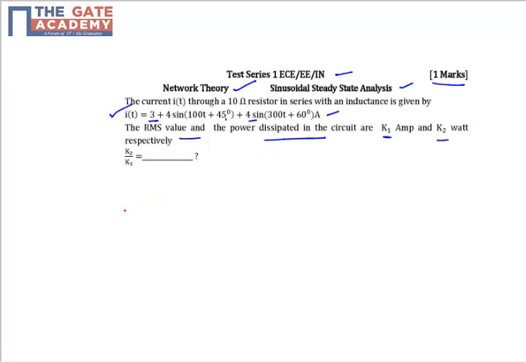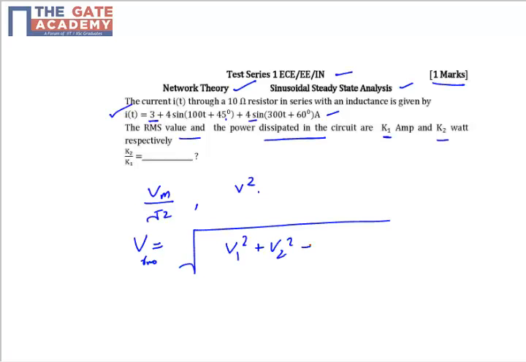Okay, so the RMS value of a sinusoidal signal is Vm by root 2. RMS value of the DC signal is its magnitude. But what if you have more than one signal in the circuit? Then the overall RMS value is the square root of the sum of squares of the RMS values of individual signals. This is a general formula. If you have n signals and you want the overall RMS value, calculate the RMS value of each individual signal, take the square, add them, and take the square root of the overall. Okay, this is the standard formula.